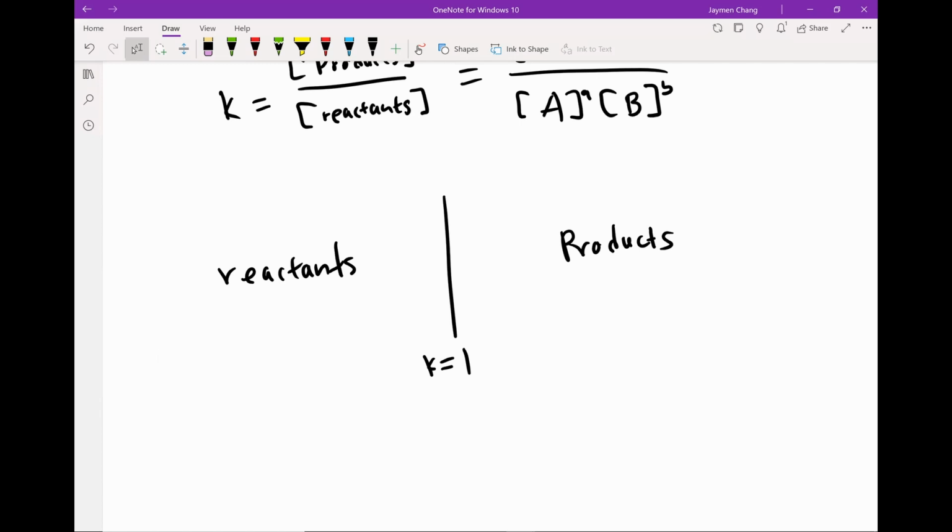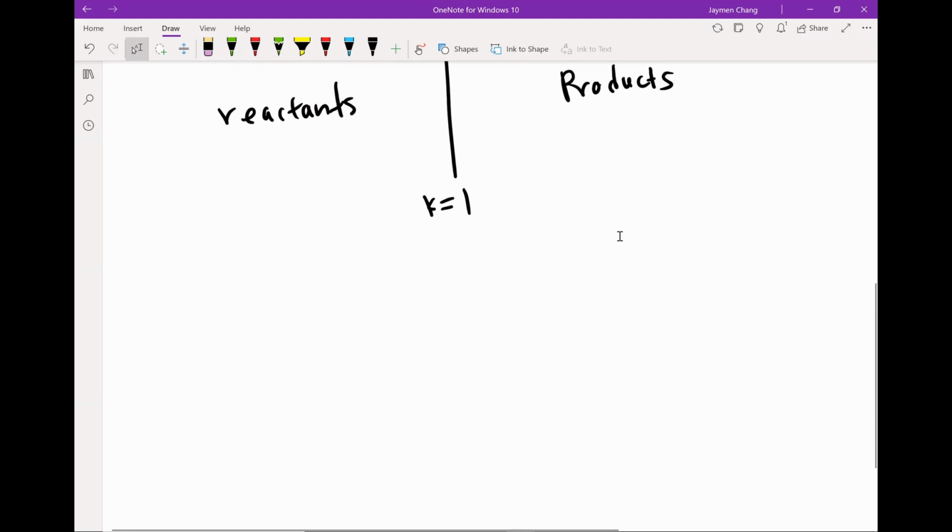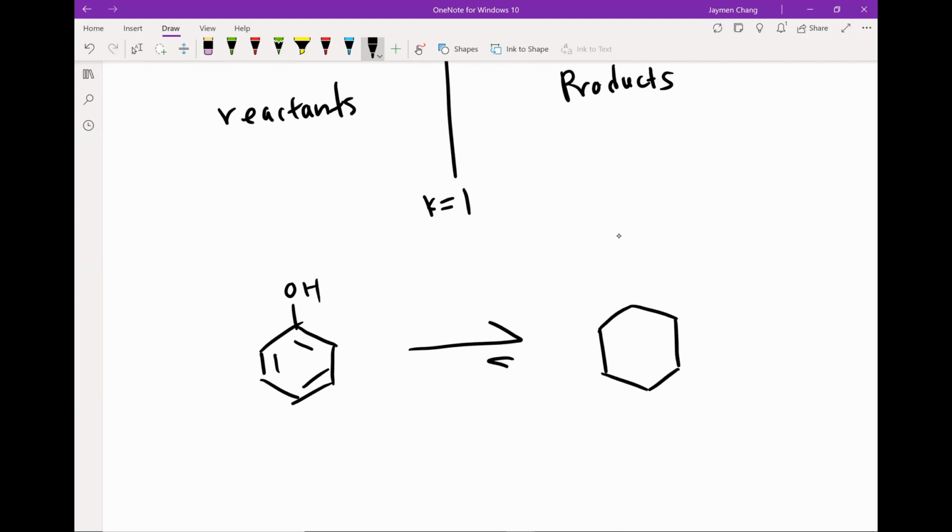So when we talk about the Ka value, it's basically how likely it is, if we start with a reactant, let's say for example phenol, to go to a product where it loses its proton. This is what we call the acid, and this is the conjugate base. All of this should be review right now.